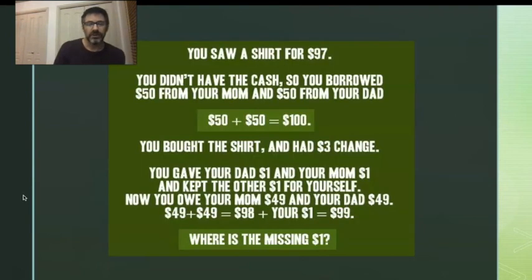This is a classic one of literally not adding up. You see a shirt you want, it's $97, and you don't have the money. You borrow $50 from your mom, $50 from your dad, that's $100. You buy the shirt, they give you $3 back, you give your dad $1 back, your mom $1 back, and you've still got the other one yourself, which means you owe your mom $49 and your dad $49, but you still have your dollar. That adds up to $99. Where'd the other dollar go? This is something that it immediately feels like, wait a minute, what? That's how a logical fallacy works.